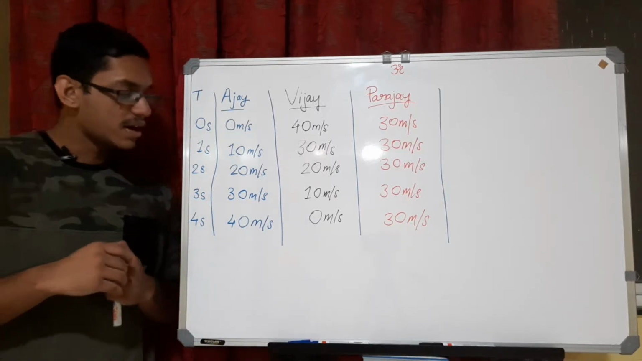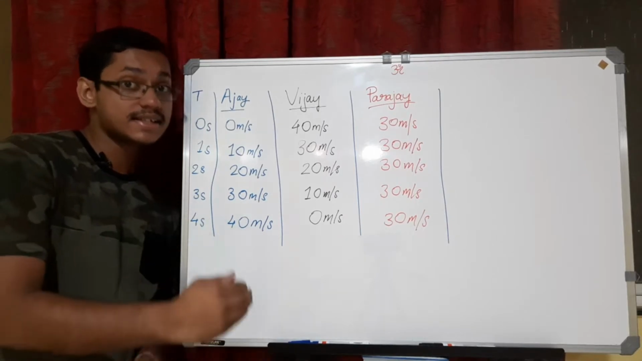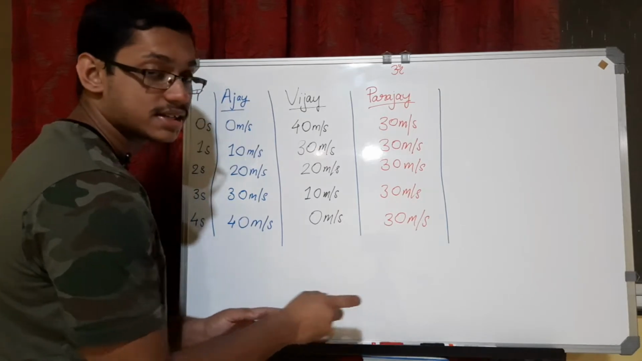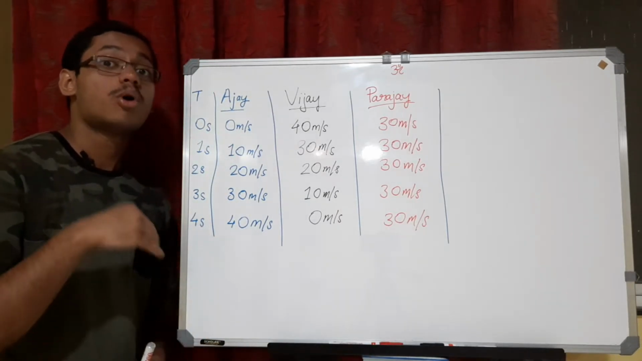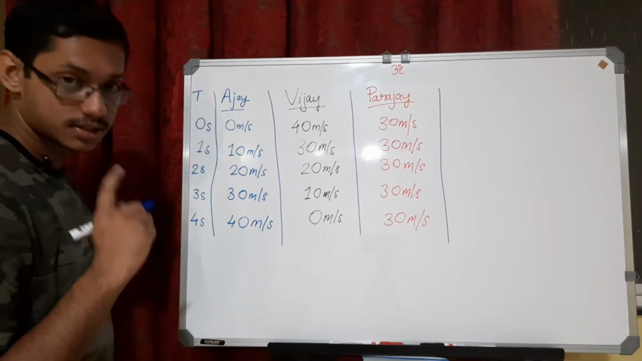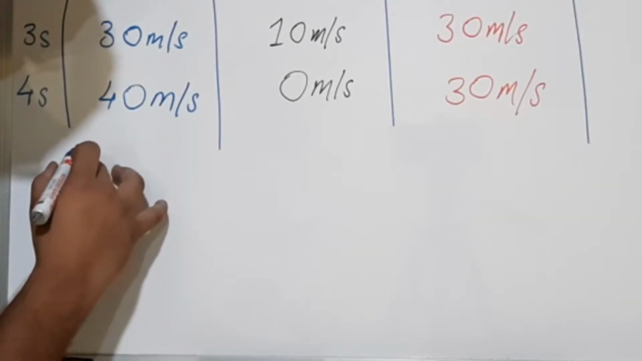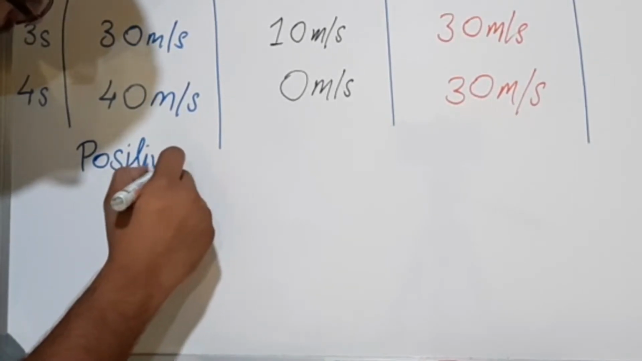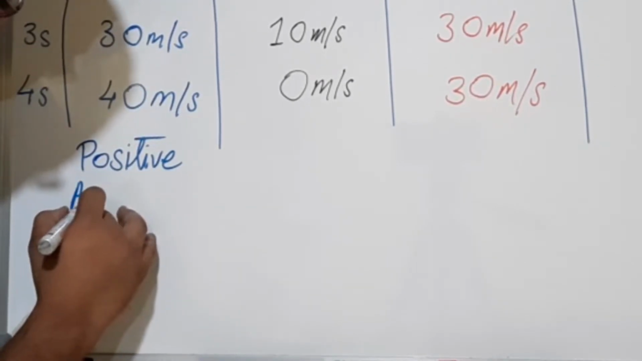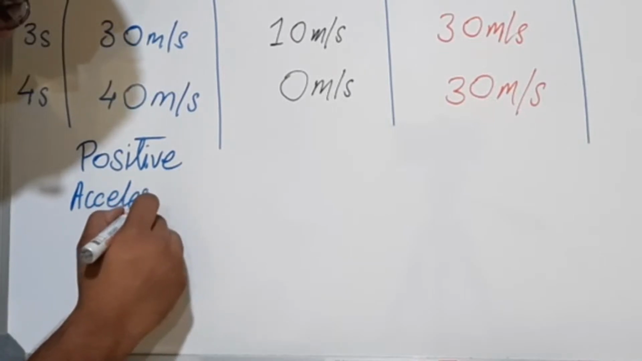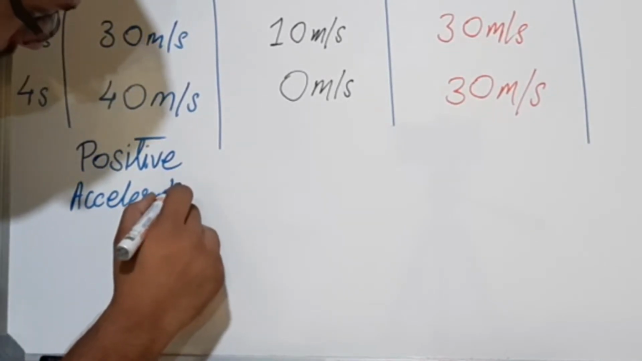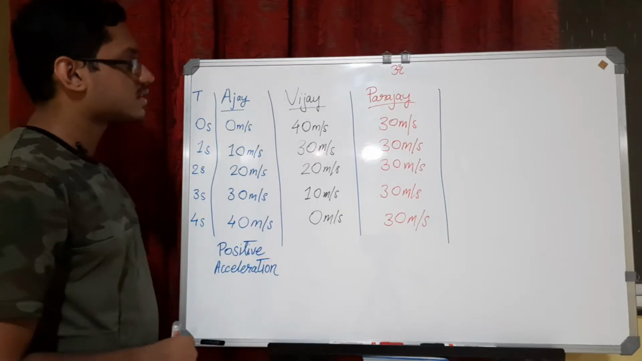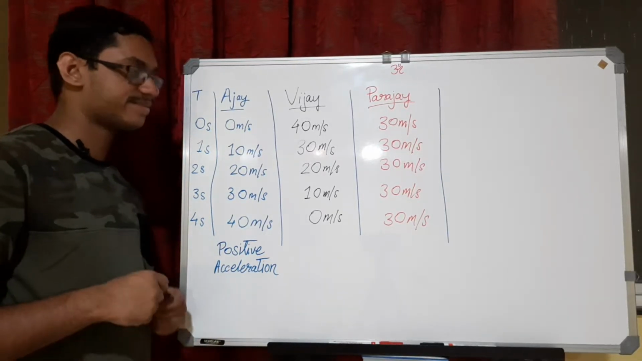Okay, so whenever the velocity increases with time, we call it positive acceleration. Let me write it here, positive acceleration. All right, so Ajay is riding his bike with a positive acceleration.